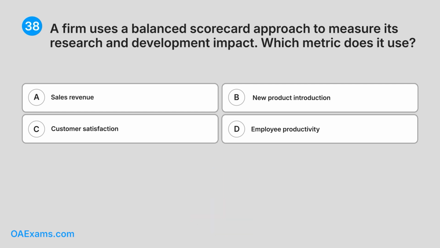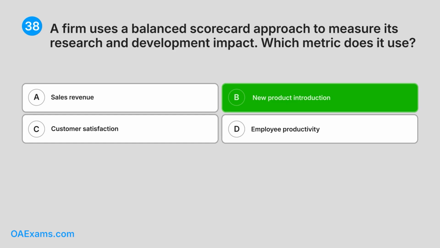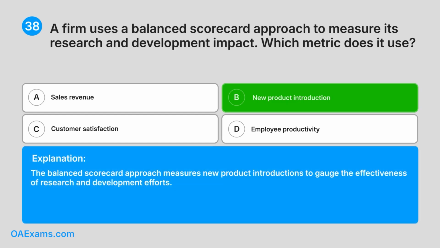Correct answer. B. New product introduction. Explanation. The balanced scorecard approach measures new product introductions to gauge the effectiveness of research and development efforts.